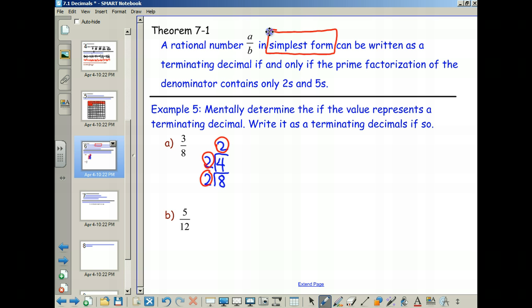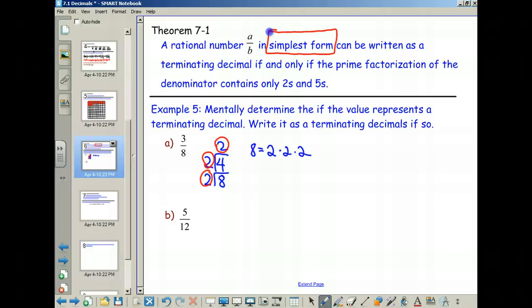Right? I'm down to all prime numbers. 2 times 2 times 2 is 8, which you probably knew. This is just a nice kind of closed way of writing it. So my 8, which is my denominator, is 2 times 2 times 2. So let's go back again. It says, if the prime factorization contains only 2's and 5's, then it's a terminating decimal. Is this a terminating decimal? Yes. Okay. It contains only 2's and 5's.